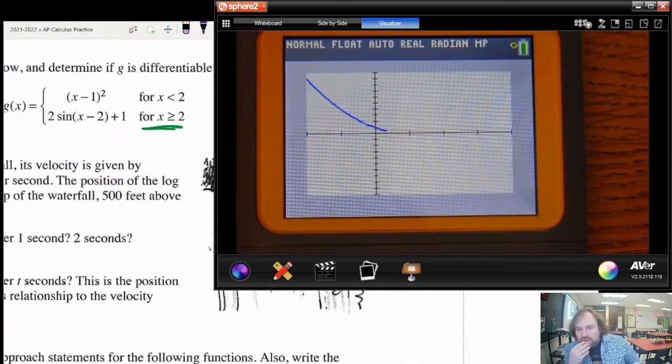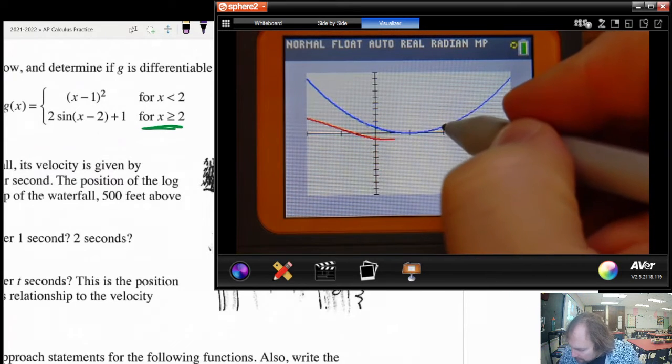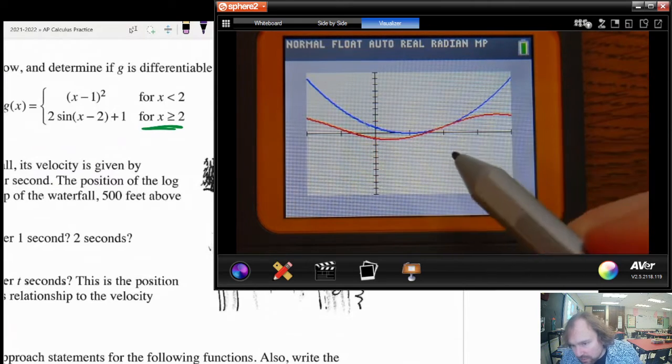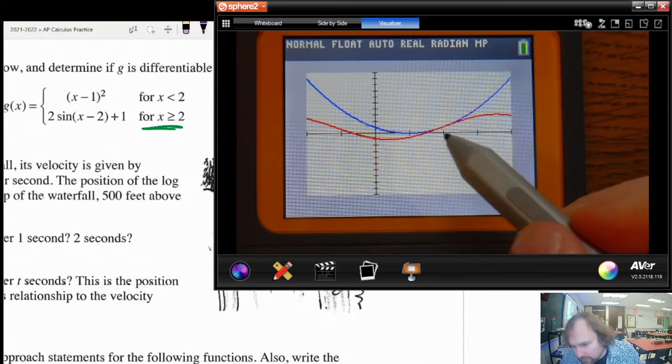If we graph this, remember the concern is the split that happens at 2. So if you look at what's happening right there, this is going to be differentiable, because look at the smoothness of the meeting of the two curves right there. There's no sharp corner. There's no jump.